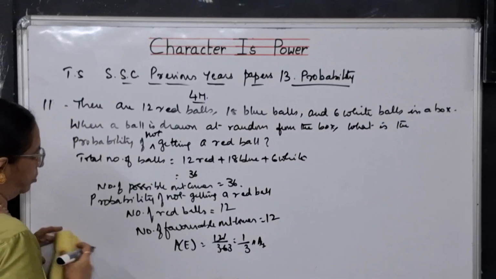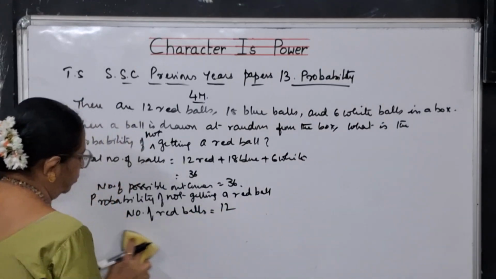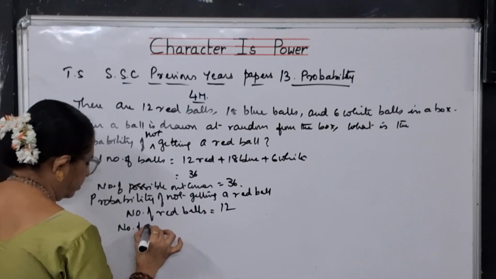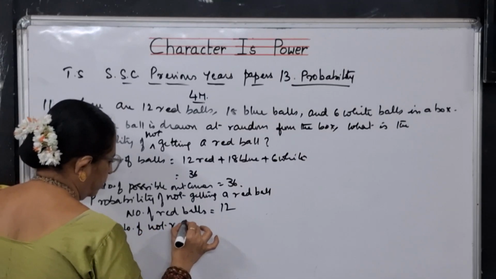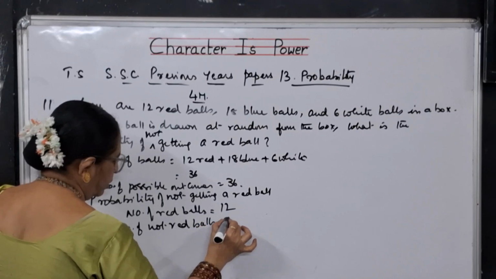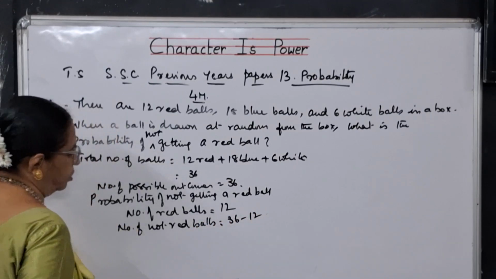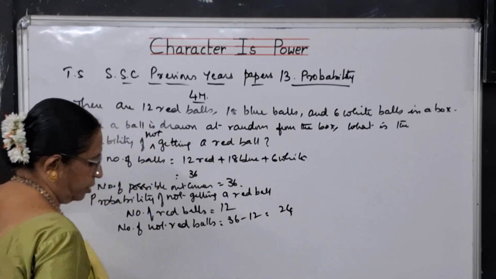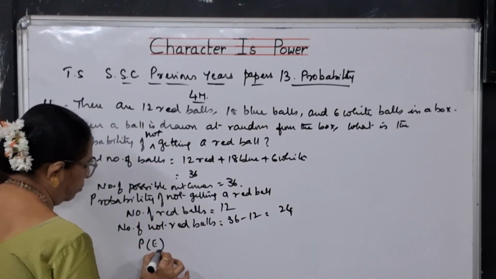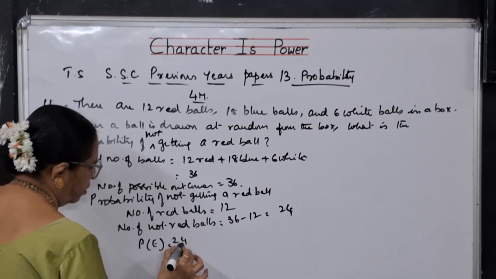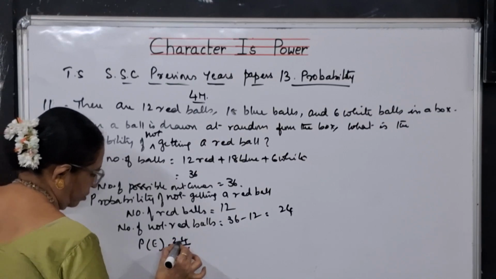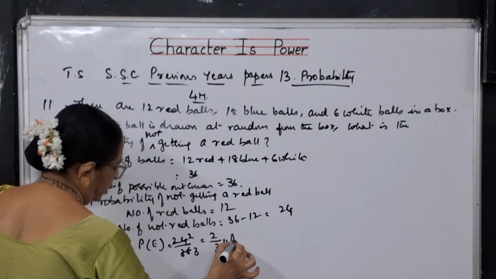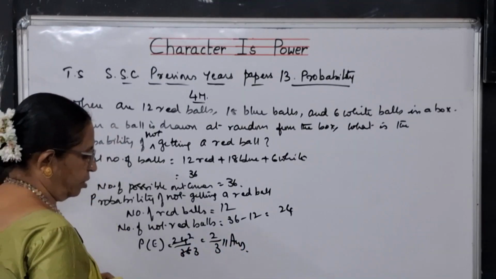Not getting a red ball means here favorable events, number of red balls are 12. So, number of not red balls. What are number of not red balls? From 36 you have to remove 12. So how much you are getting? 24. So what is P of E? 24 by 36. 12 twos are 12, 12 threes are 36, so 2 by 3 is the answer for this problem, children.